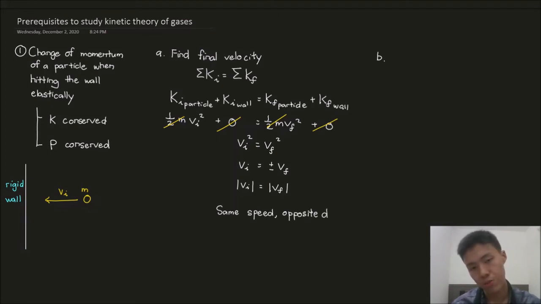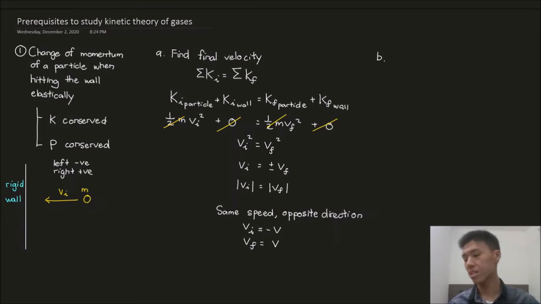If same speed, opposite direction, what can we write? We can say that v initial equals negative v. Negative because it's moving to the left. So we take left as negative and right as positive. It's just a simple sign convention here. So we can see that v final will be just positive v. Let's keep it simple and represent it with v.